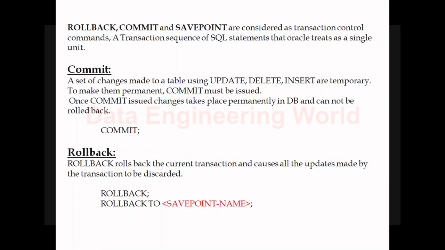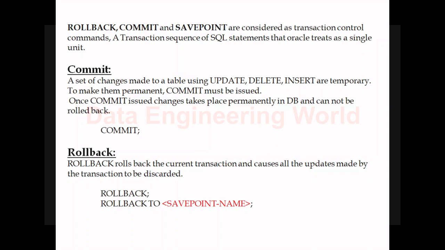Now let's look at another TCL command, which is rollback. Rollback is used to roll back the current transaction and causes all the updates made by the current transaction to be discarded. Whatever transaction we have made, whether it is delete, update or insert, we can roll that transaction back to its previous state using rollback.